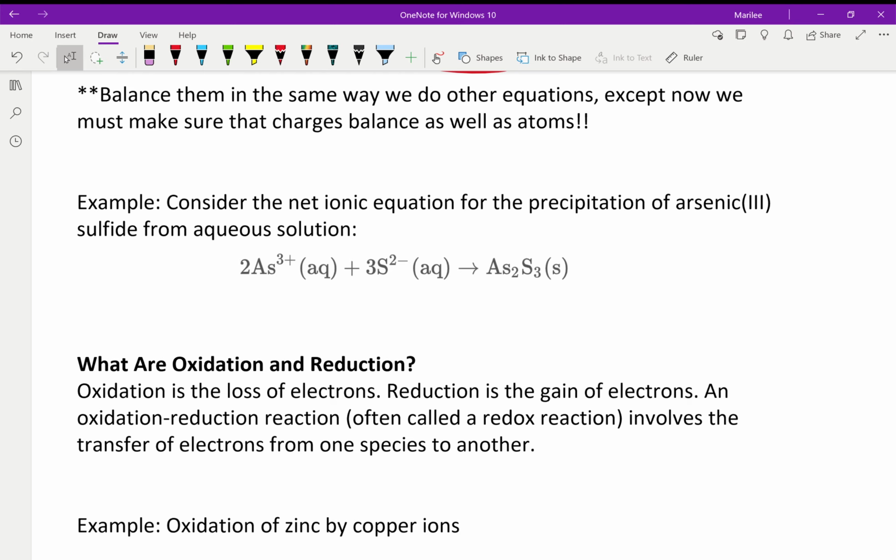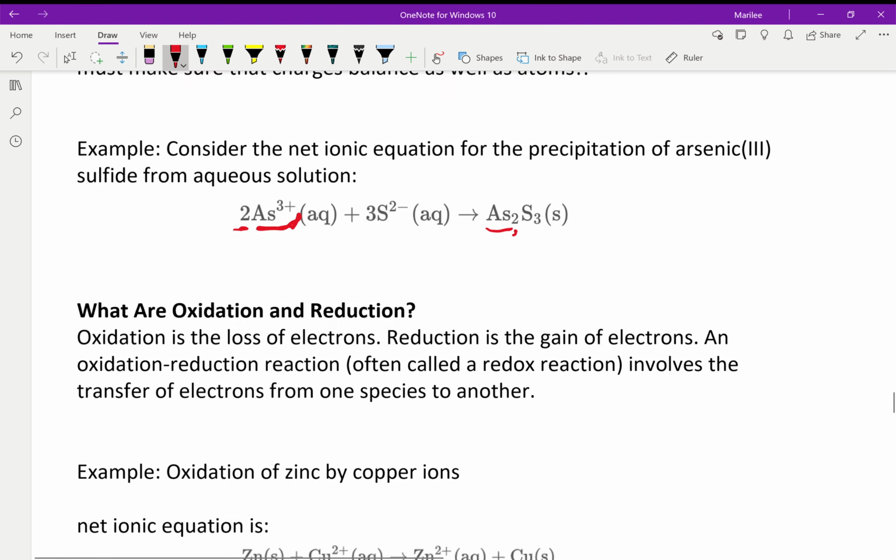It says, consider the net ionic equation for the precipitation of arsenic 3 sulfide from the aqueous solution. So we have As3+, right? We have 2 of that. And when we look in our product, we have As2. And then for the sulfide, S2-, we have 3 moles of those, so S3. How do we do that? Remember, we multiply the 3+ and the 2-, so we can find a common denominator, pretty much.